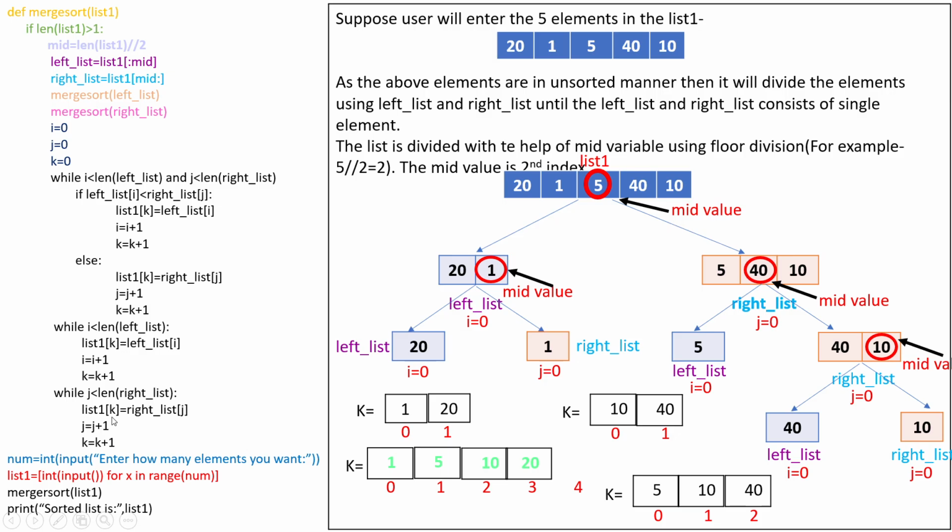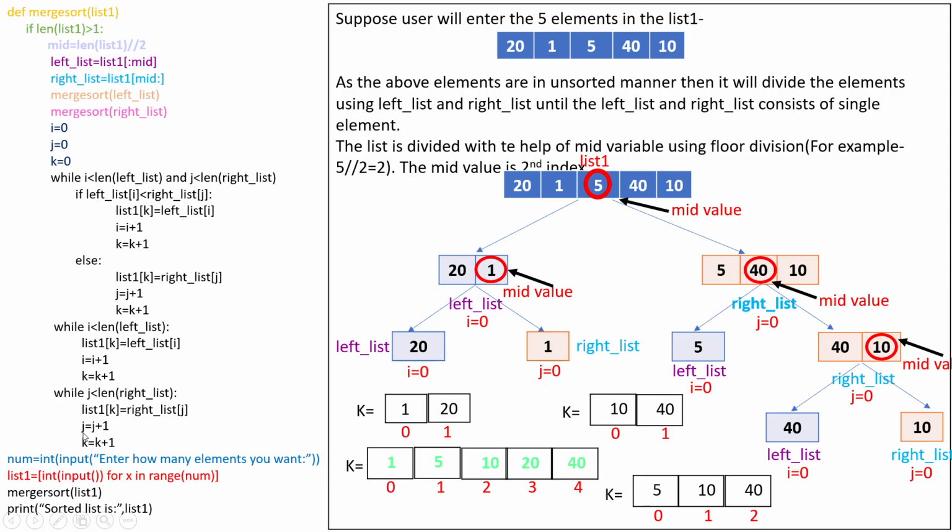List 1 of k. What is k now? 4, already incremented in the if condition. So list 1 of the fourth position will be placed with the element 40. Why 40? Because right list of j, where j is 2, at the second position I have 40. This is the sorted right list. So at the fourth index 40 will be placed, in the kth index.